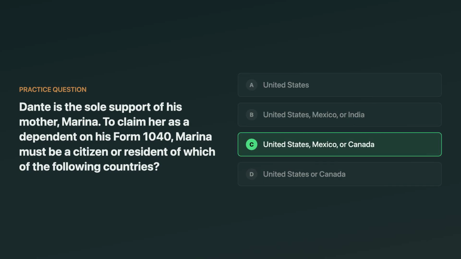The correct answer is the United States, Mexico, or Canada. For dependency, the person must generally be a U.S. citizen, U.S. national, U.S. resident, or a resident of Canada or Mexico. A tempting wrong answer is United States or Canada because Canada is included, but Mexico is also explicitly allowed.